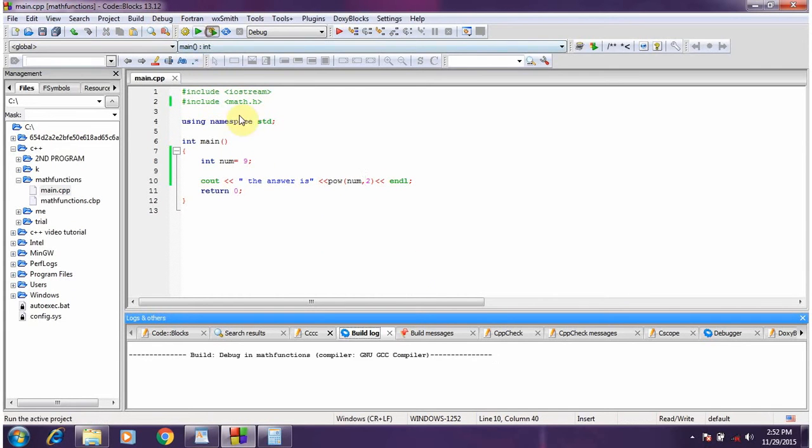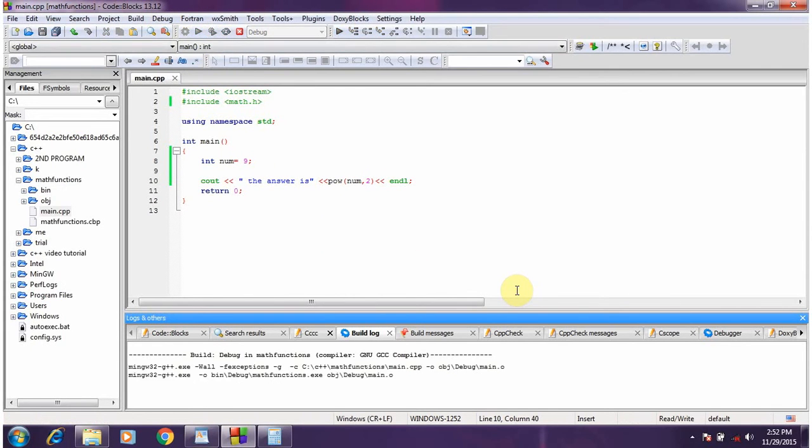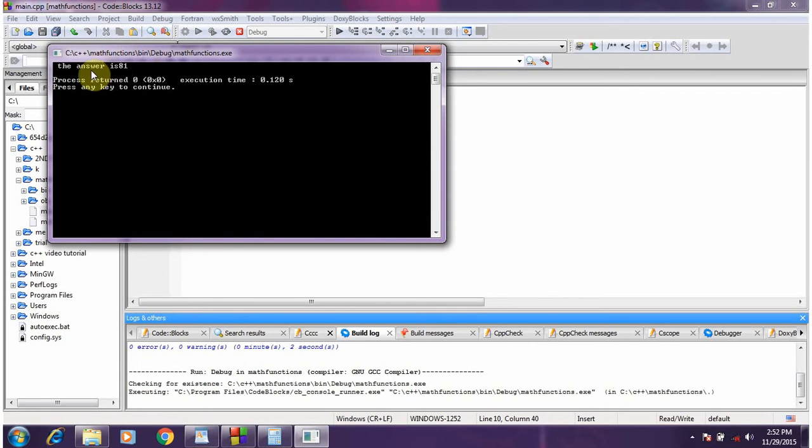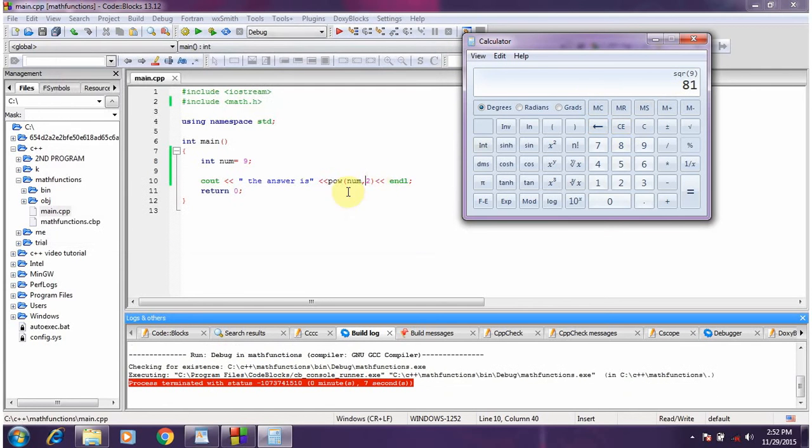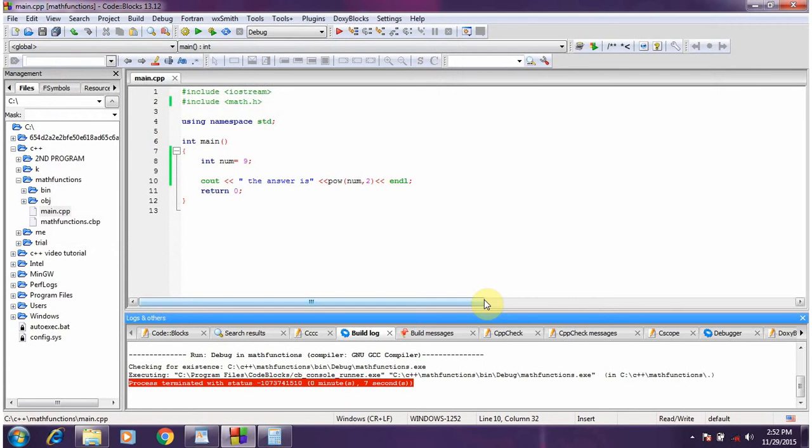So it basically means we take this number num, which is 9, to the power 2. Let's see what it gives us now. Yes, the answer is 81, as you have seen on the calculator here, 81. Okay, let me just put a bit of space here so that it is more visible.